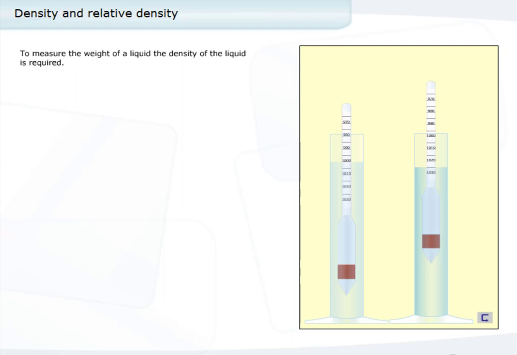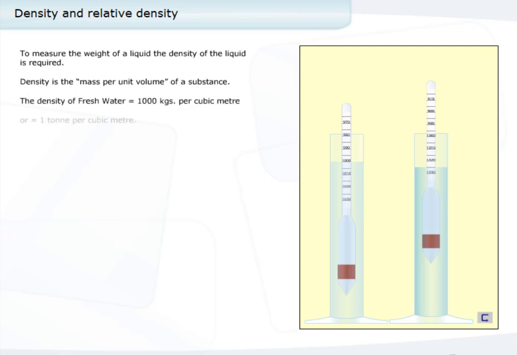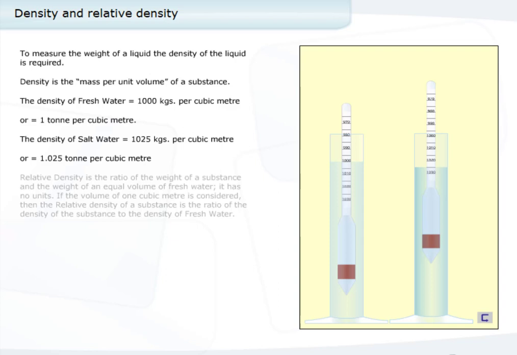There are two main types of density used in stability calculations. Density, which is defined as the mass per unit volume of a substance. The units for density are normally tons per cubic metre. Relative density, which is the ratio of the weight of a substance and the weight of an equal volume of fresh water. It has no units.